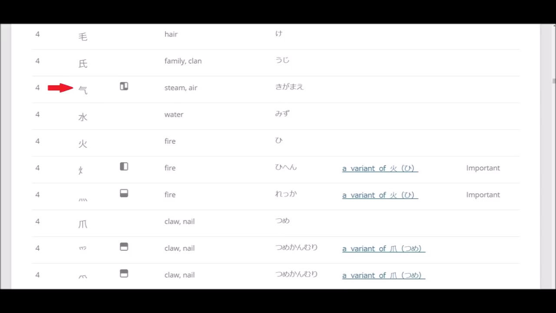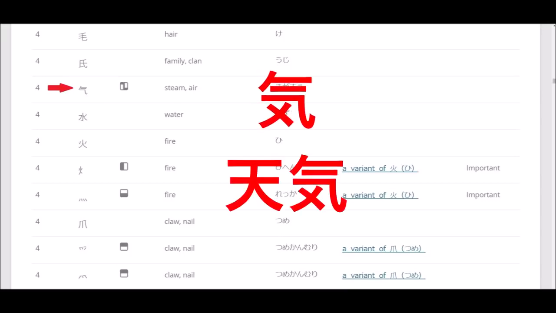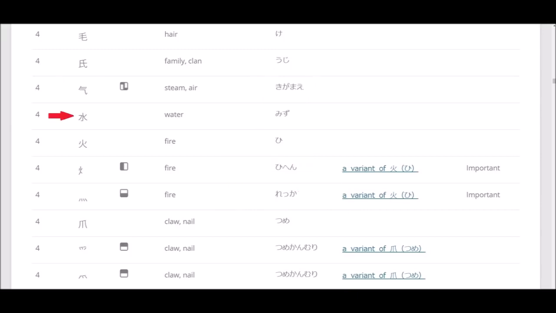And if you recognize this radical, it is part of ki, which is the ki in tenki, weather. Mizu, which is water. Hi, which is fire. Hi-hen, which is fire when it's a radical. Rekka, which again is fire.